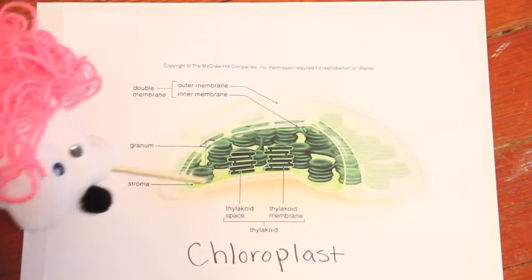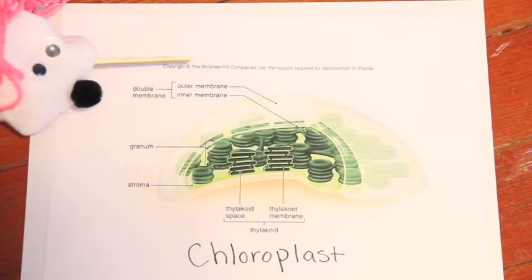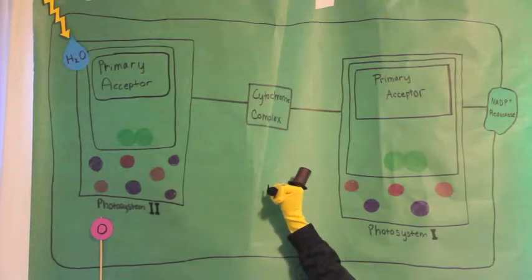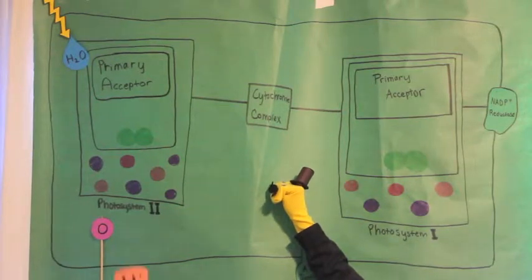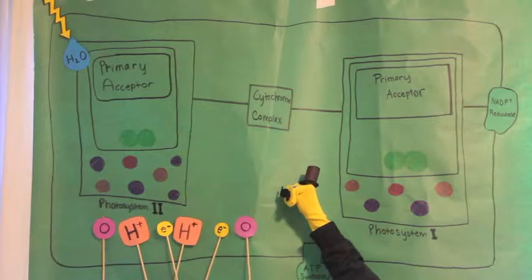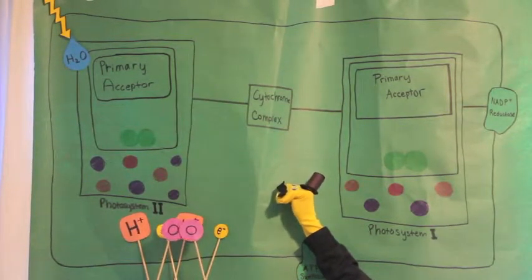Why is this important? This is where the plant makes its food. It's called photosynthesis. First, a photon of light hits water and it lyses into two hydrogens, two electrons and an oxygen. And this oxygen joins with another oxygen to form an O2 molecule and then leaves.